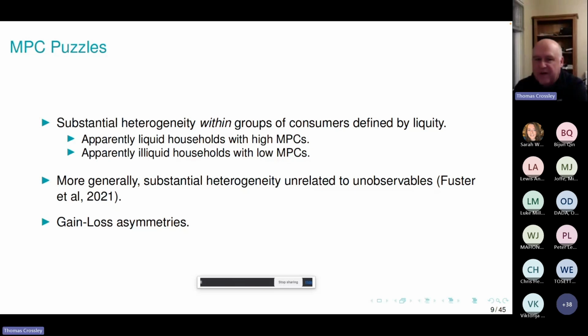More generally, there is substantial heterogeneity in the MPC that's unrelated to observables, which is a point emphasized by Fuster et al. We do see lots of heterogeneity in the data, but it doesn't seem to be explainable by theory, or even just in an atheoretic way by observable characteristics. Another puzzle that we see is gain-loss asymmetries. For small shocks, we would typically expect the MPC out of a loss and the MPC out of a gain to be quite similar, but we don't see that. We often see much larger MPCs out of losses.